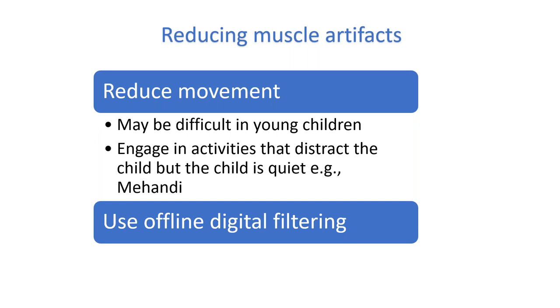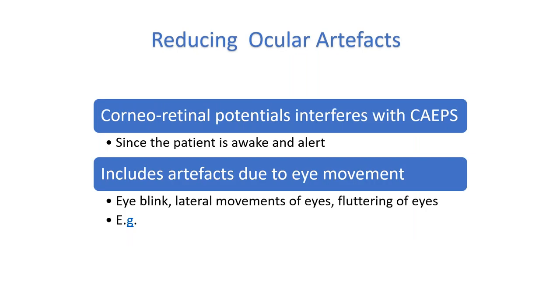Generally the best choice we have found is putting on mehendi. Most children enjoy this. You put mehendi on the child's hand and the child is engrossed in looking at it, so there is no movement. Otherwise, the other option is showing picture books, where the child may suddenly become more active and that can lead to muscle artifacts. Again, we can also try offline filtering to see if it can help.